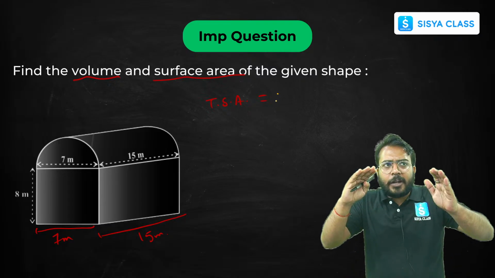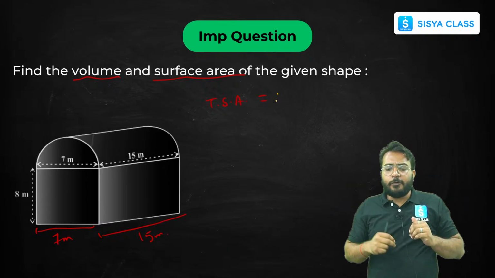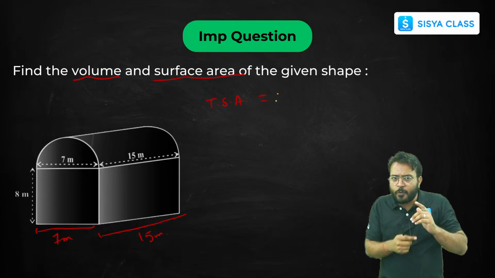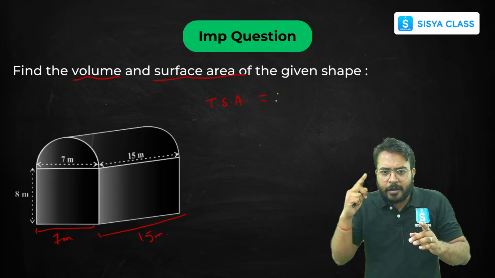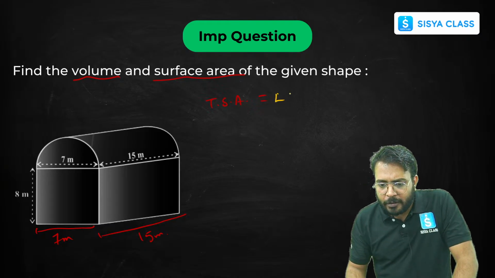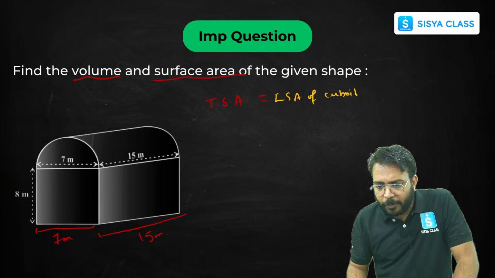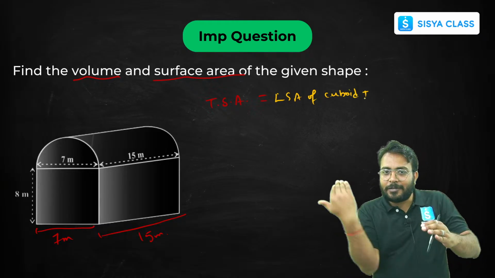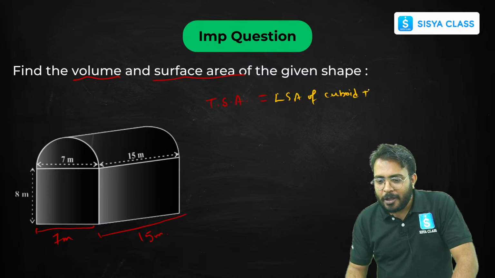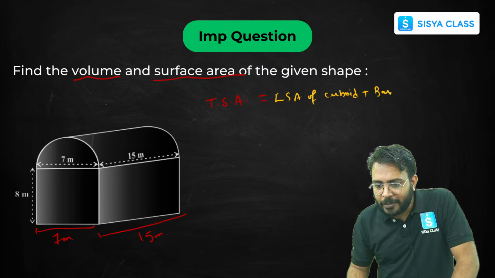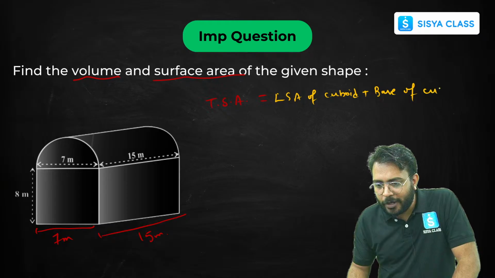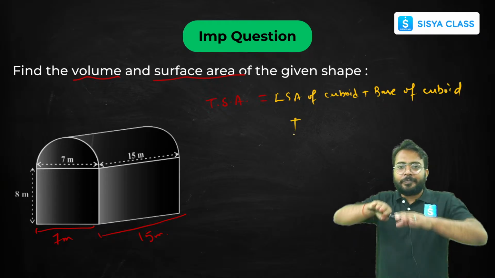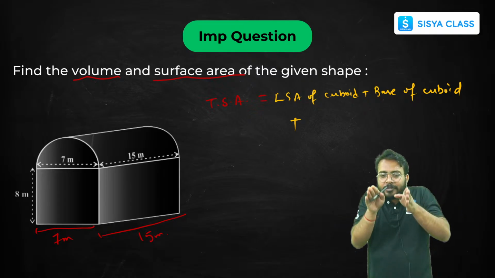Here can you see we are having the lateral surface area of your cuboid, plus the area of the base of your cuboid. Else after this, plus you are having half of the curved surface area of your cylinder.